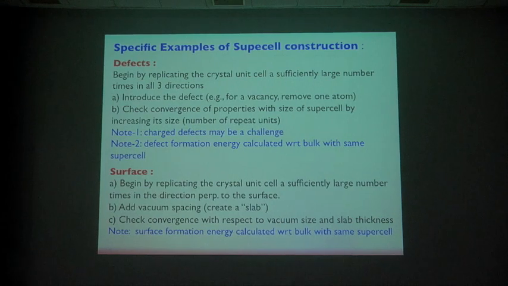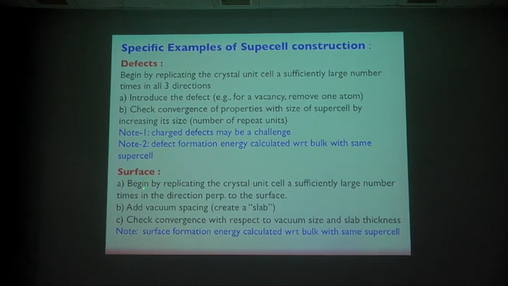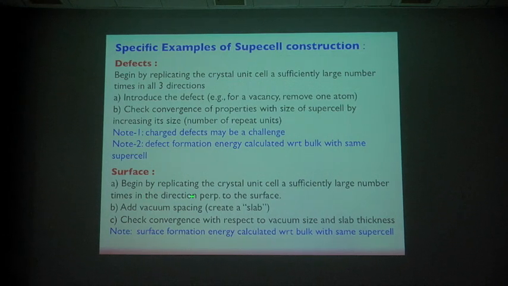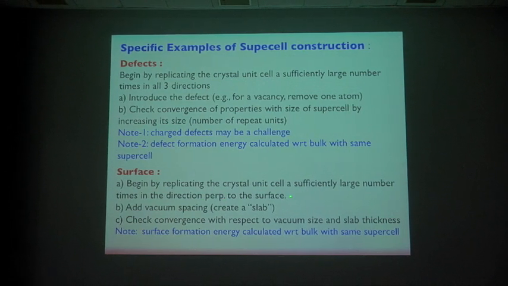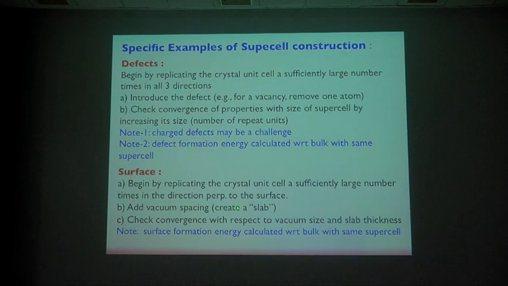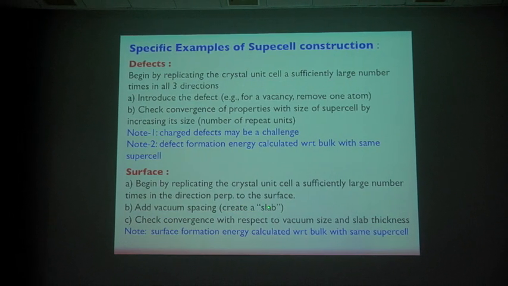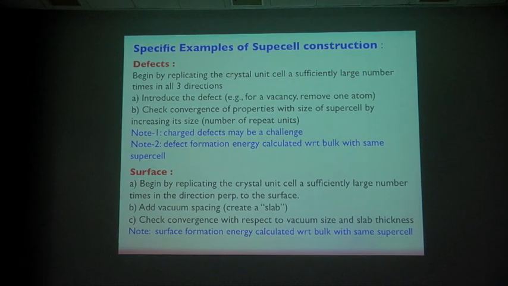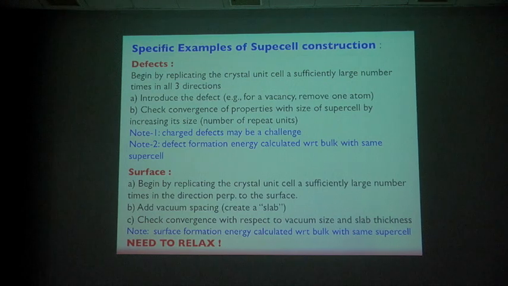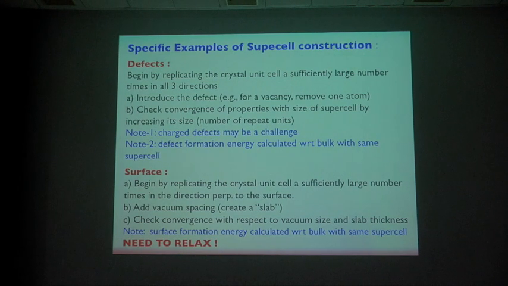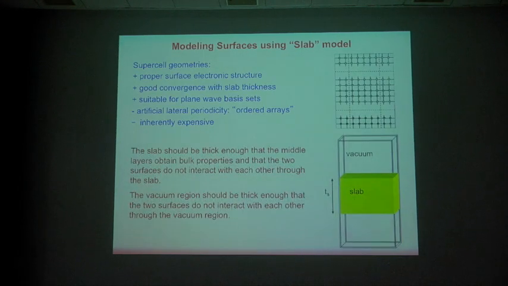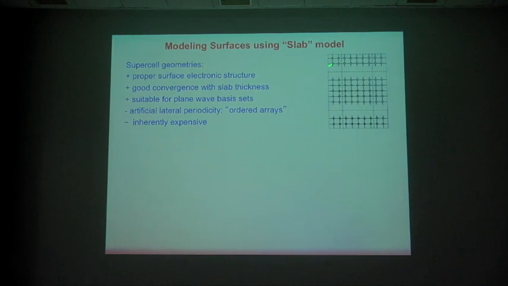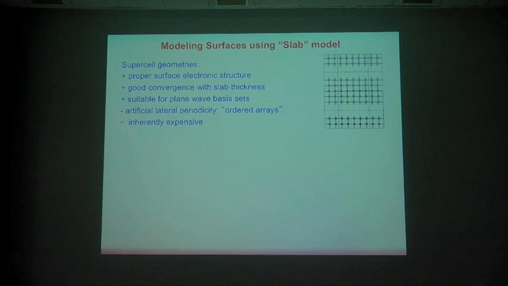Okay. The second example which I will tell you is surface. Begin by replicating the crystal unit cell a sufficiently large number of times in the direction perpendicular to the surface and add vacuum spacing to create what is known as a slab. Check the convergence with respect to the vacuum size and then you can calculate the surface formation energy. Okay, and remember that you need to relax the geometry. So I just try to tell you how to model such a surface using the slab model. I think it was also mentioned yesterday.